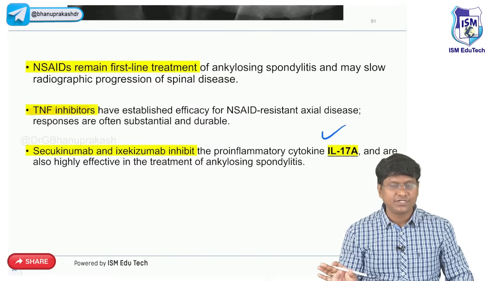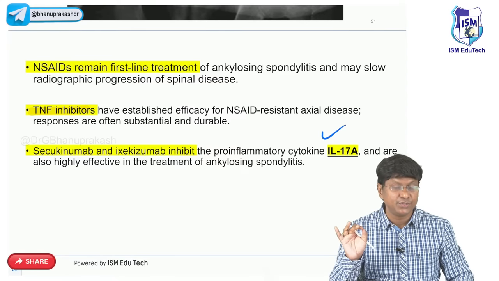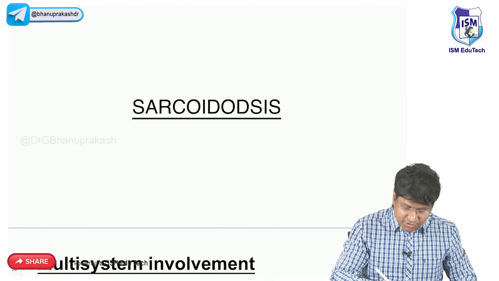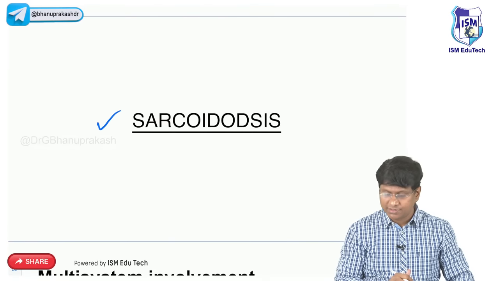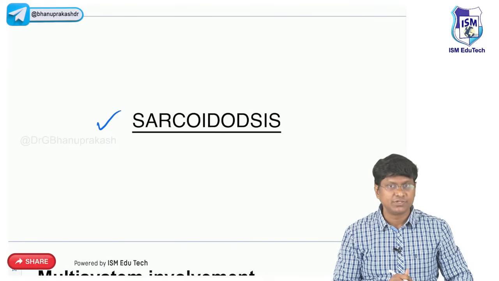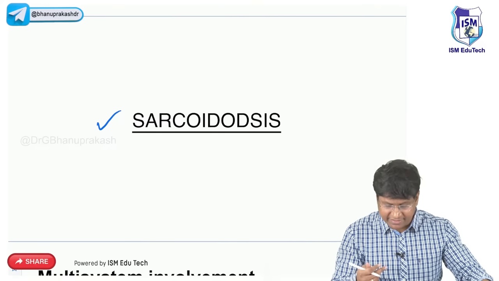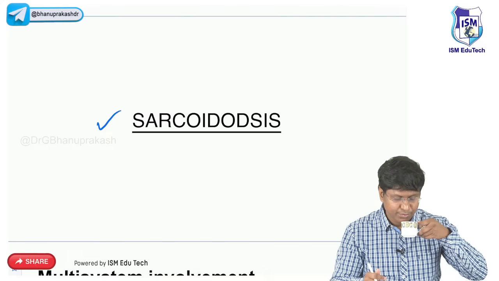So with this, we are done with the topic of ankylosing spondylitis, where you have HLA-B27 being positive. Now, another important connective tissue disorder that we need to quickly recap is sarcoidosis. It is about sarcoidosis. Now, can anyone tell me what is the type of inflammation that you have in case of sarcoidosis?